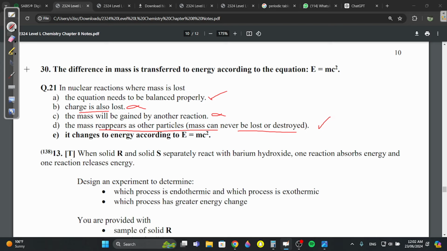Well, I don't know. I actually don't know about D. But I know E is correct, obviously. It changes to energy. Okay. I actually don't know if any of these are correct. I'm not sure. Okay, but E is correct, 100%.